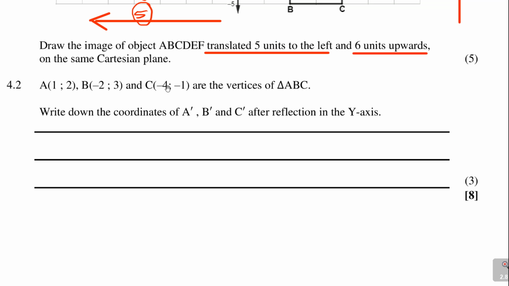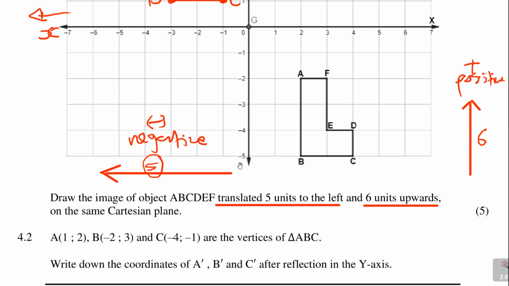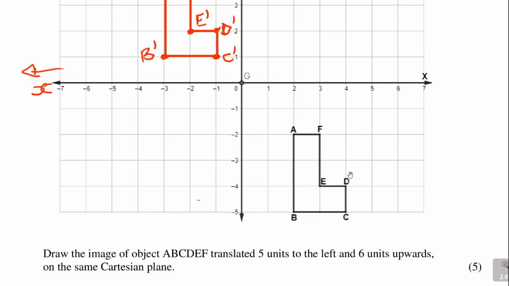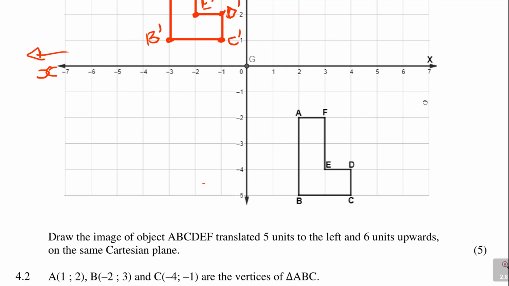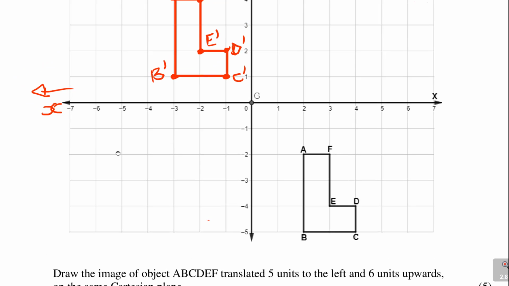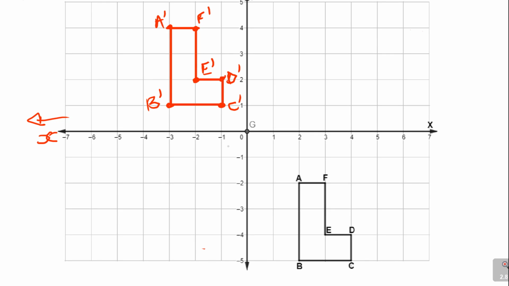4.2, we are given A, B, C are the vertices of triangle ABC. Now it says write down the coordinates of A, B, C reflected about the y-axis. I'm going to borrow this. Let's borrow this Cartesian plane. Just out of interest, let's borrow it. They are saying A is 1, 2. I just want to see how it will look like. A is, let me check again here. A is 1, 2. 1 and 2 is here. This is my A. I hope it will come out.